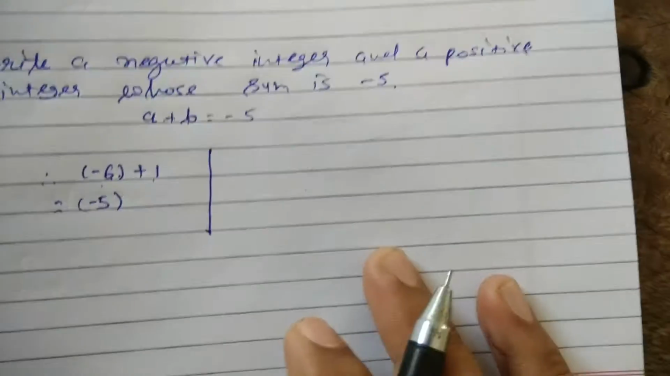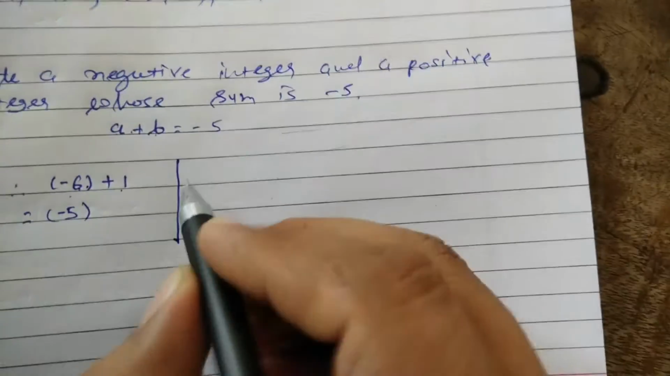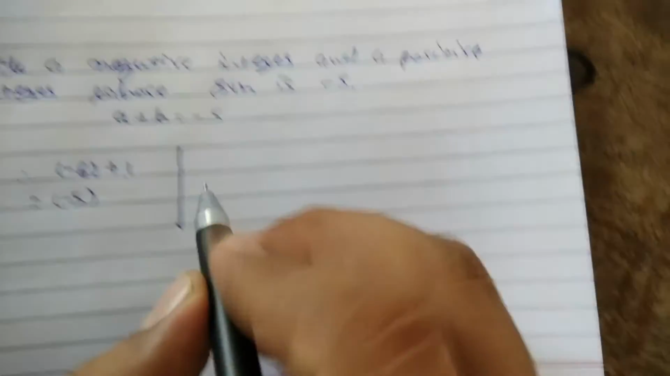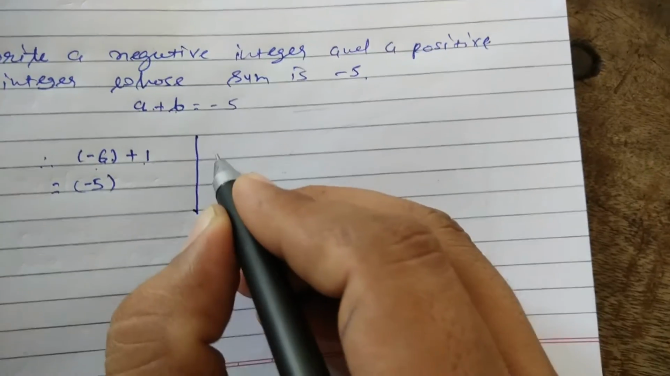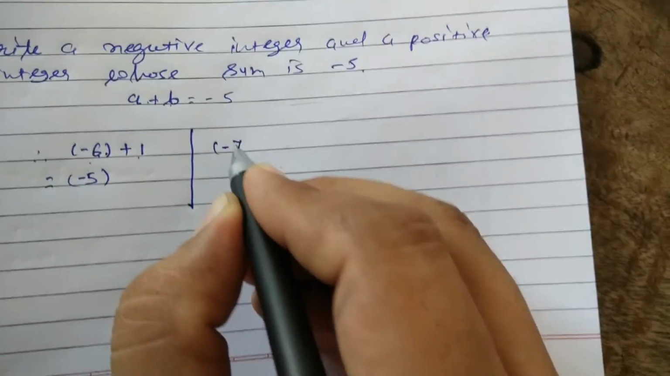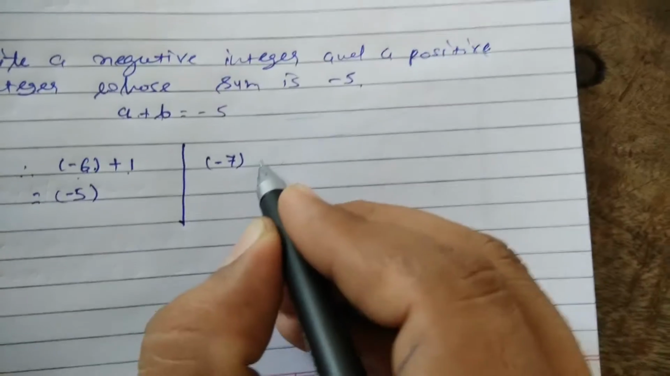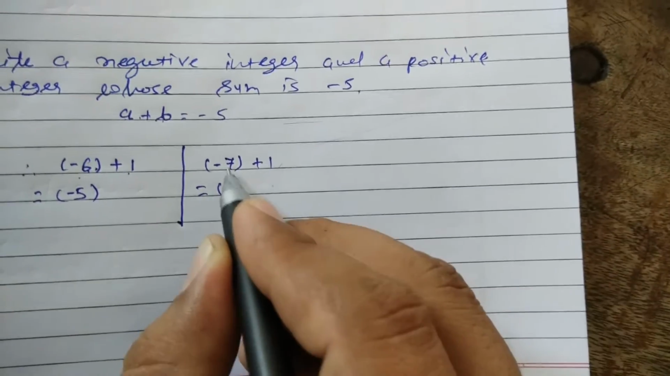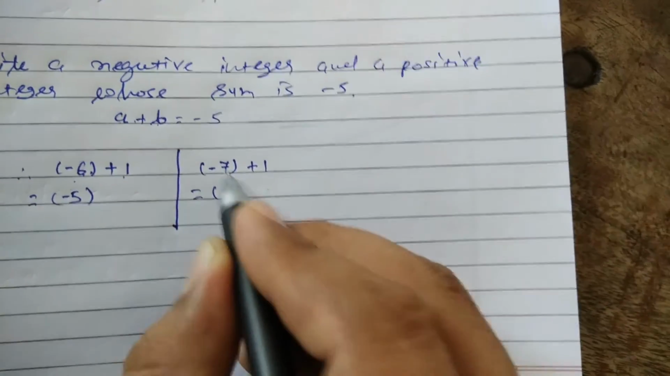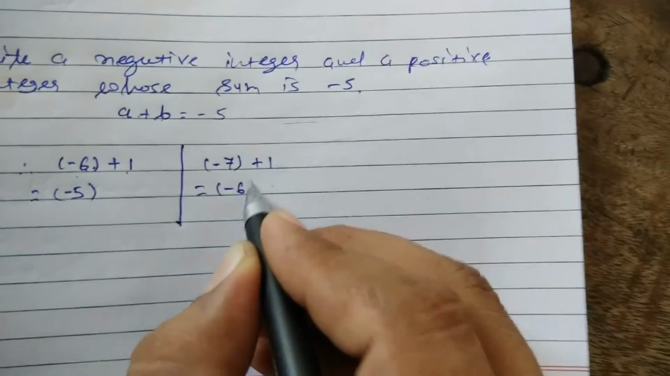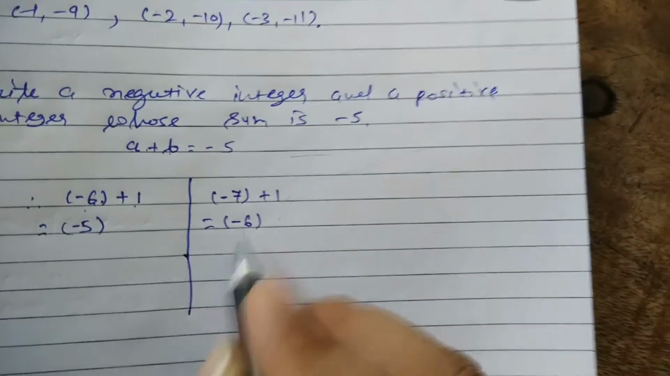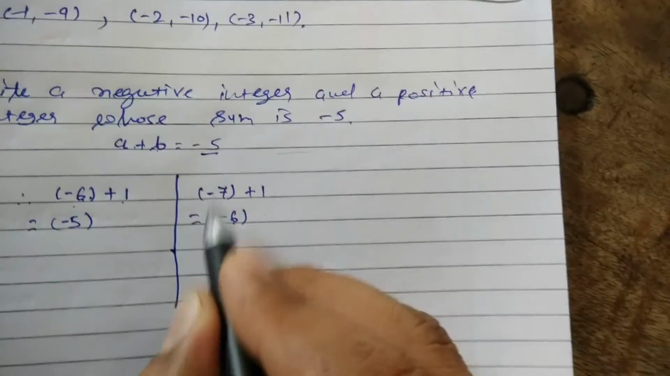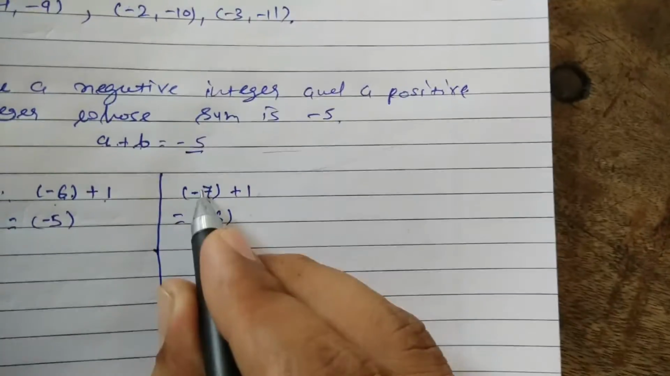This -6 we have found. Now we will take an integer whose absolute value is greater than that of -6 but should be negative, that is -7. -7 plus 1 we will take, so we get 7 minus 1, that is 6, and negative sign, -6. Here we want -5 as an answer, so we will continue this trial and error method.